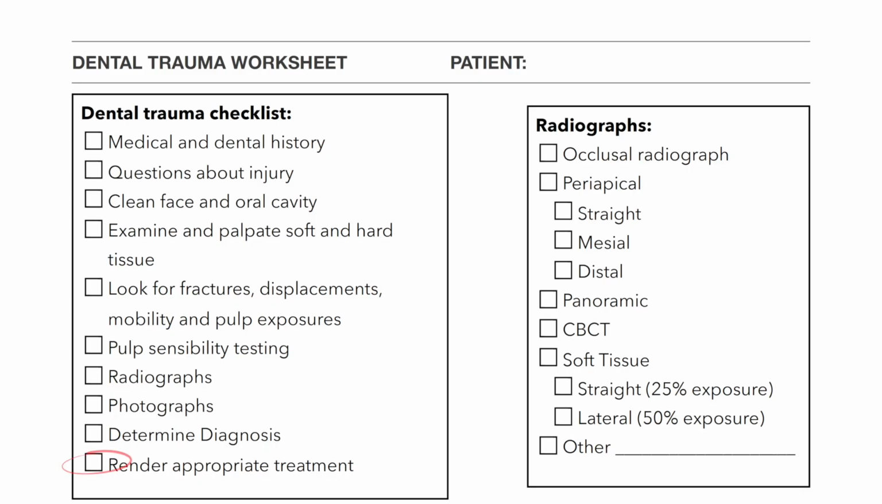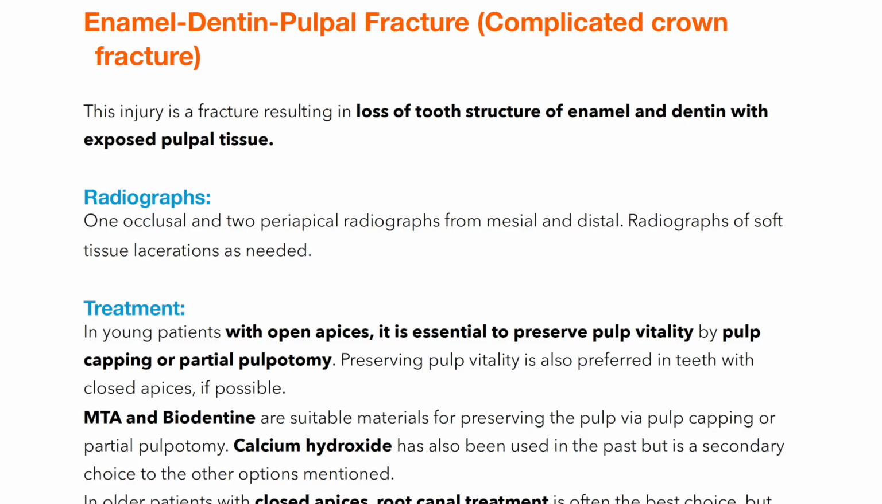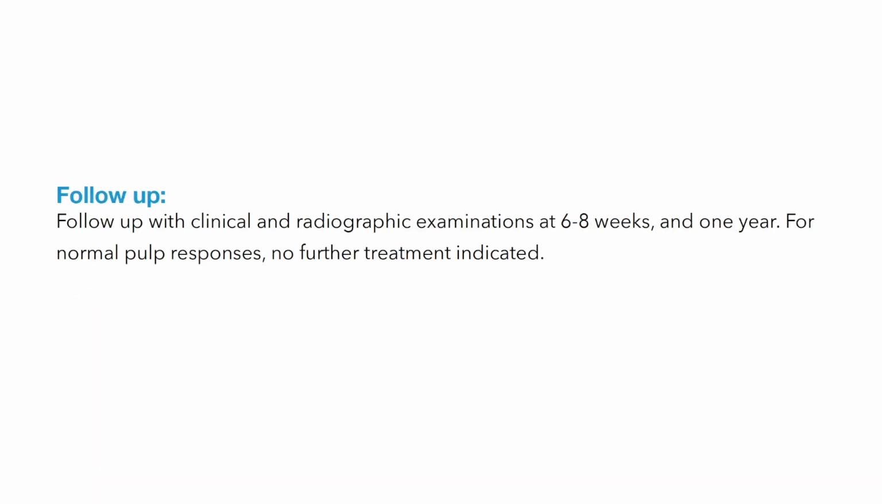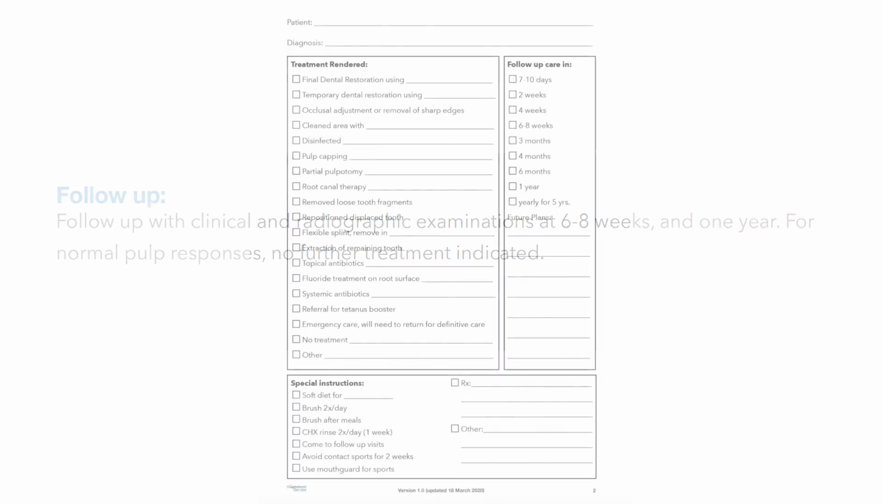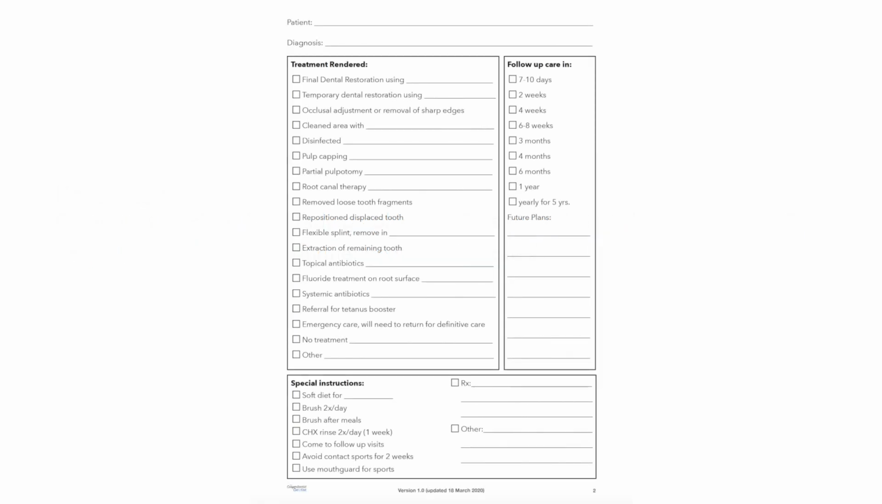The last step of the checklist for your trauma patient encounter is to render appropriate treatment. The diagnosis is critical. Once you have the diagnosis, you can simply flip to the diagnosis in the dental trauma guide and it will tell you what treatment is indicated, when you should see the patient for follow-up care, and any special instructions the patient should know going forward. The back of the trauma worksheet contains sections to list any treatment rendered, follow-up care, and special instructions.